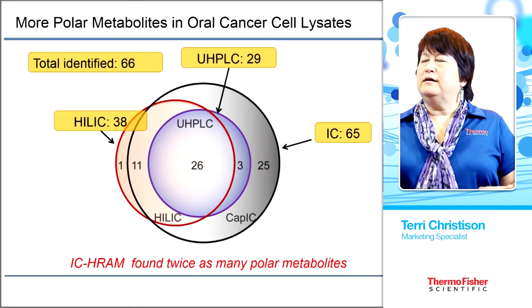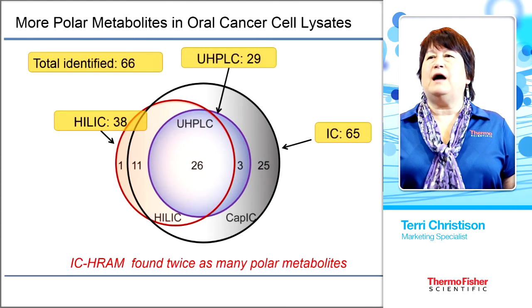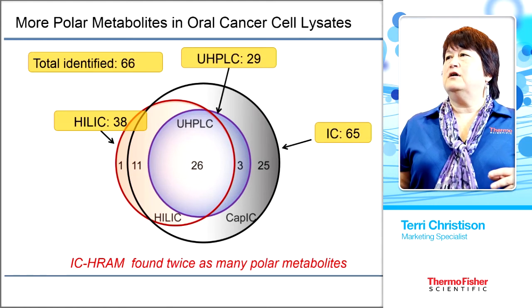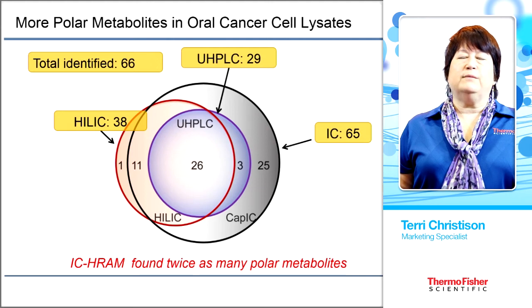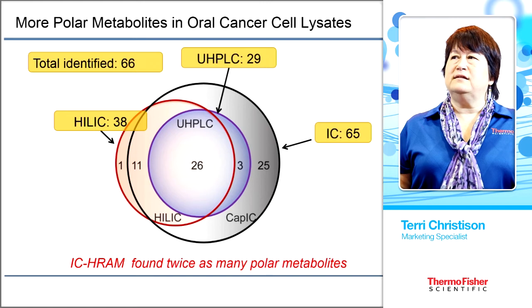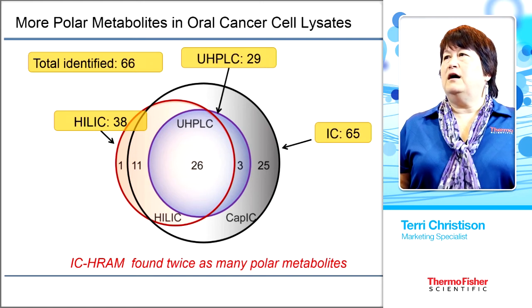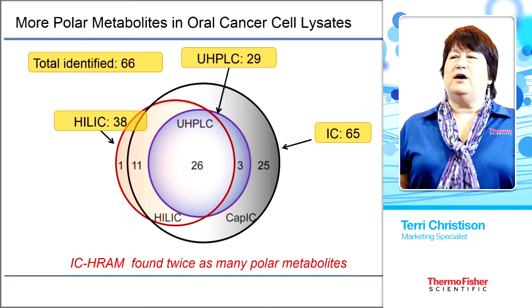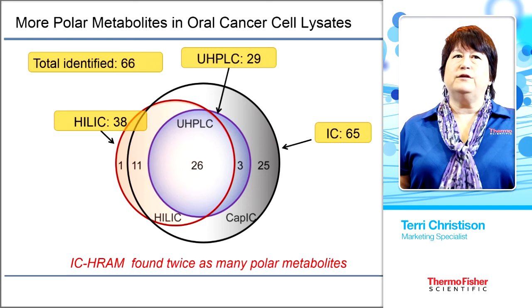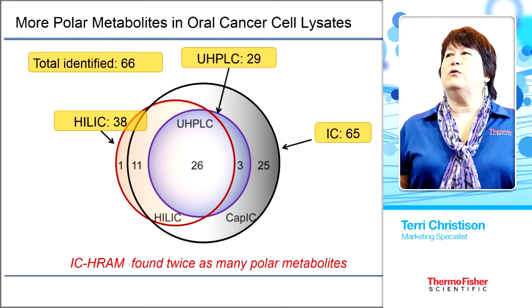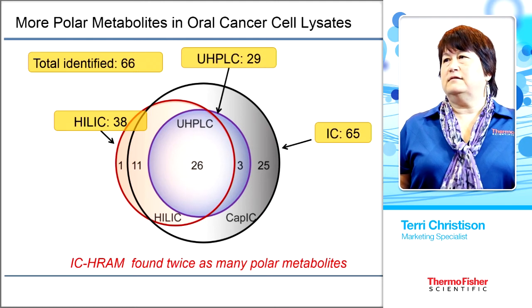Now we compared, using this plot, the compounds we could identify with these separation methods, and again it shows the difference between the 3 separation methods and the advantages of IC. In total, we were able to identify 66 out of many features. Reverse phase was only able to identify 29, HILIC 38, but with IC we were able to get 65 out of the 66. So we found more than twice as many of the polar metabolites. And this is in a real sample, an oral cancer cell lysate.